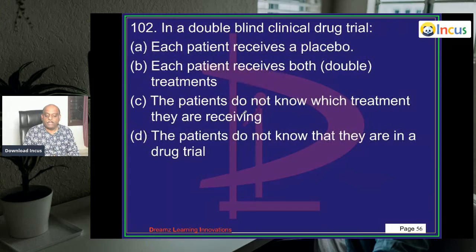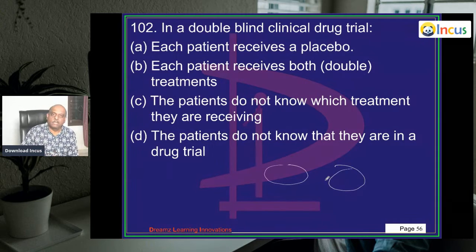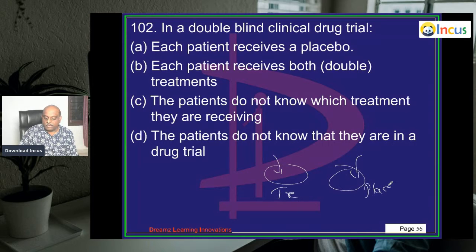Now, in a double-blinded clinical trial, typically what happens? In double blinding, neither the patient knows whether they are going to the treated or placebo group, nor does the investigator know where he is sending the patient to. So both of them are blinded basically.